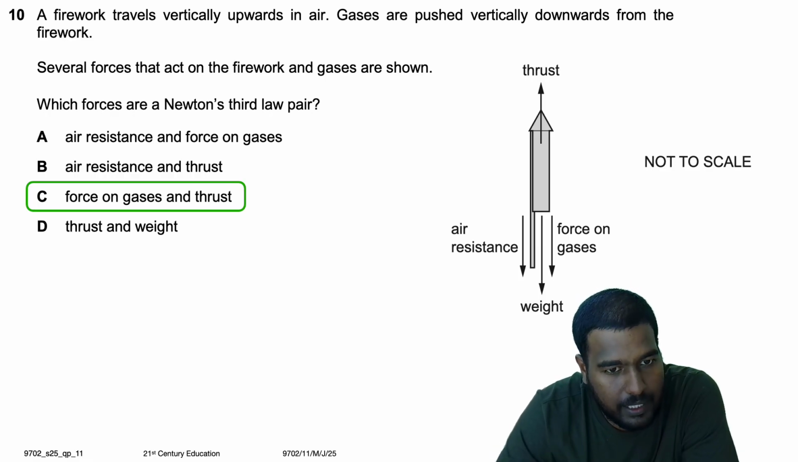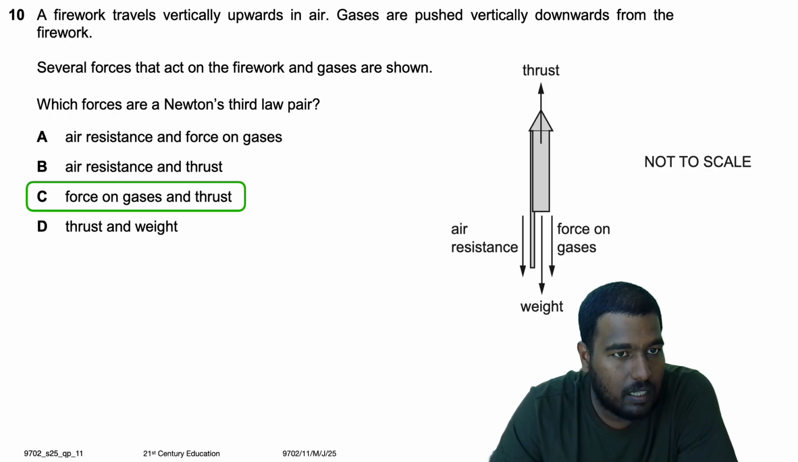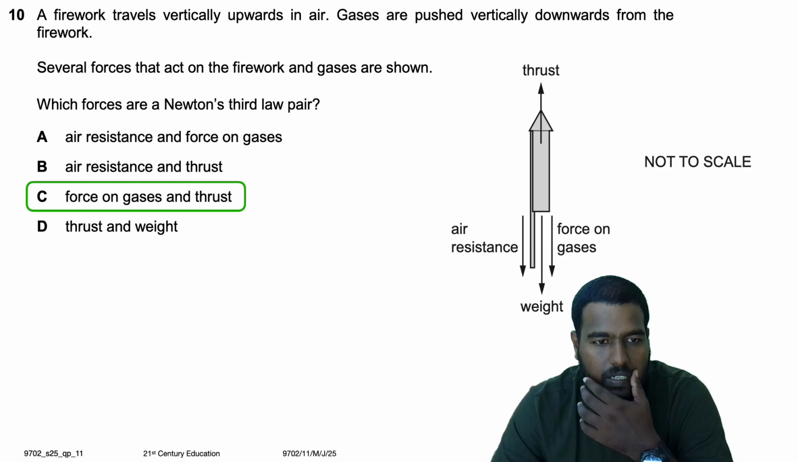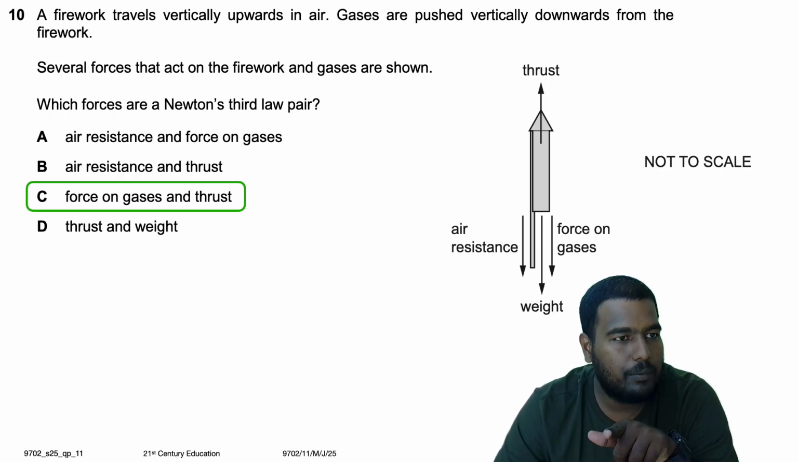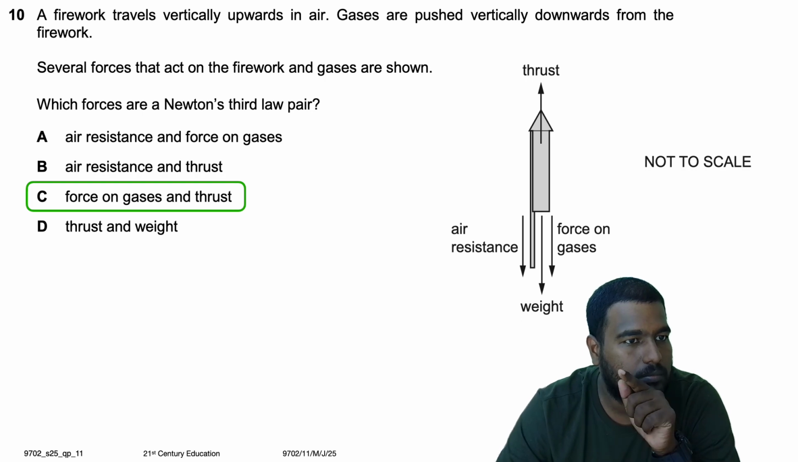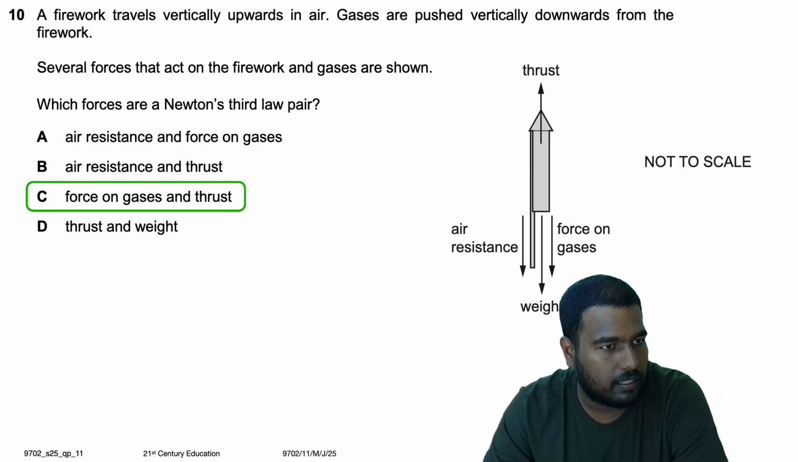Someone might get a little confused about option B, air resistance and thrust. If air resistance is equal to thrust, then it will travel only at constant velocity, meaning it has reached terminal velocity. Is it mentioned anywhere that it's in equilibrium? No. So that's not possible. So only option C is the right answer. Yes.